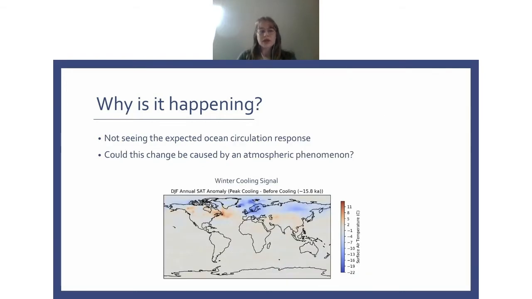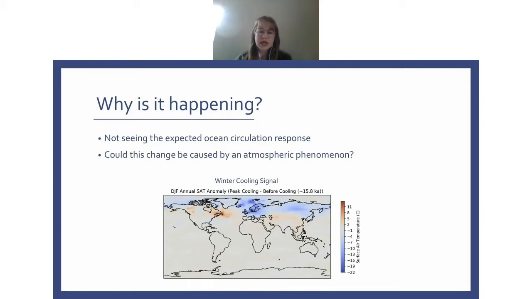So why is it happening? As I mentioned before, a lot of the abrupt climate changes during this time period are attributed to changes in ocean circulation. So naturally, that was the first thing that I wanted to check. However, I've checked multiple simulations, some with even different freshwater forcings, and this climate change is occurring in every single one of them at the exact same time. Not only this, it's occurring with or without an ocean circulation response. So it seems like it's not dependent on the ocean, and it could instead be something to do with the atmosphere.